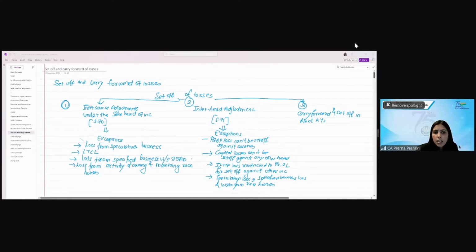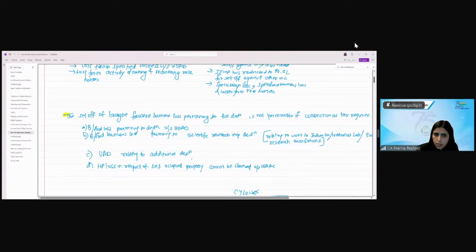Now, understand that brought forward business loss pertaining to the following transactions cannot be set off if you go for the concessional tax regime under 115BAC, BAD, BAE, BAA, BAB. These losses cannot be set off. Brought forward losses pertaining to the specified business deduction under 35AD. Brought forward business loss pertaining to the scientific research deduction, the excess unabsorbed scientific research deduction in relation to the contribution to the Indian company, national laboratory, social associations, research associations. But if it's an unabsorbed scientific research expenditure in relation to my own expenditure for my own company, that you can claim.